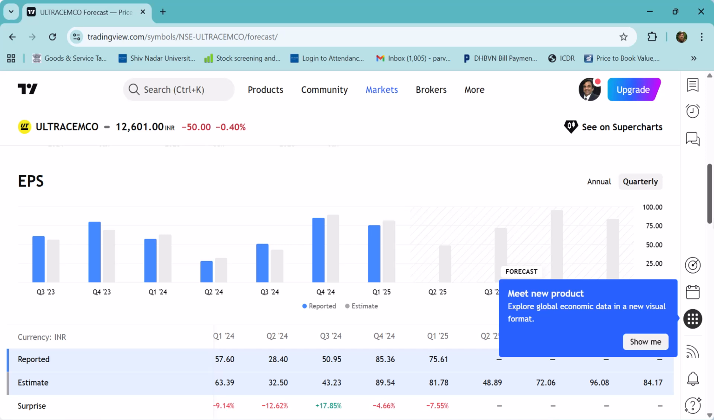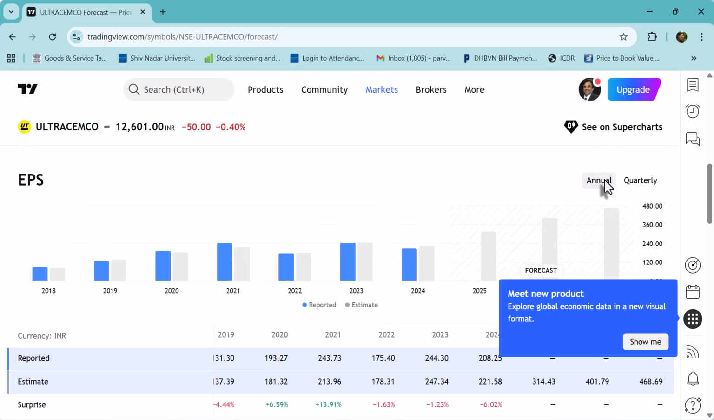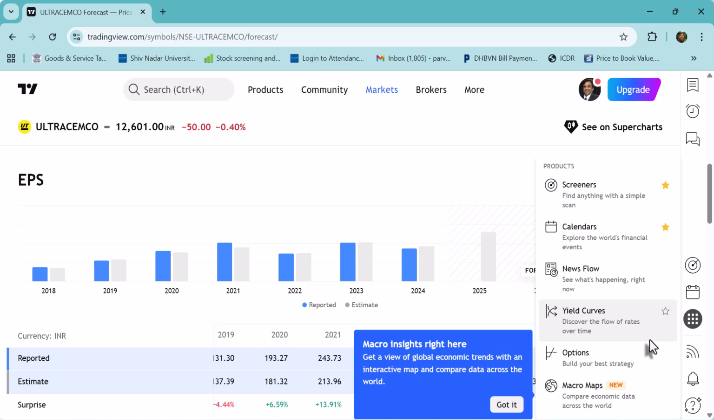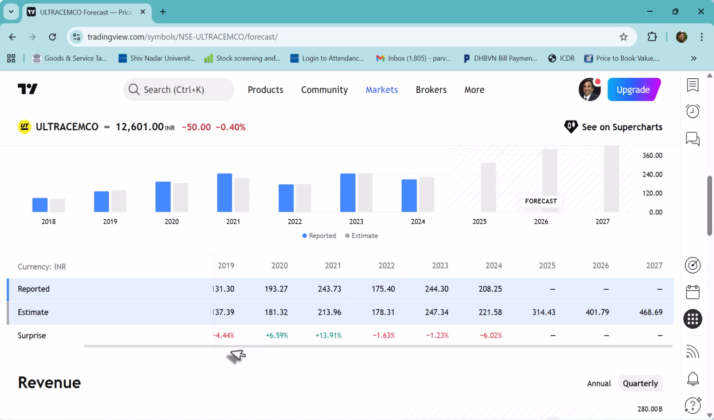Okay, and go to the annual. Okay, go to the annual tab. So it will tell you what is going to be the EPS of the company, of Ultratech. Okay, so the numbers are given for 2025, because these numbers will keep changing. Okay, because the analysts are doing it every week. They are making a change to these numbers.